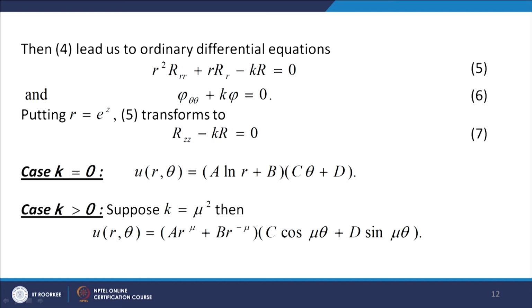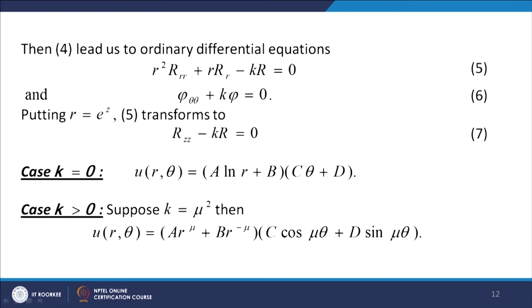Now, let us take the various cases. K equal to 0: when k equal to 0, Φ_θθ equal to 0. So, Φ will be equal to c theta plus d. R_zz equal to 0 will give you R equal to a z plus b, but z is equal to ln r. So, a ln r plus b you will have. So, u(r, θ) equal to (a ln r plus b) into (c theta plus d).